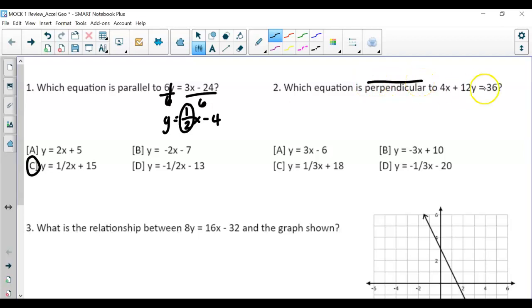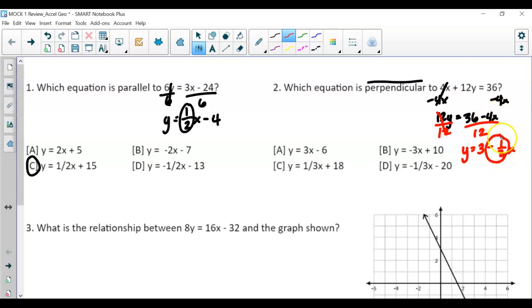Now in number 2, we're looking for perpendicular. Now notice here, we are going to have to get y by itself again. So subtract 4x from both sides. And now you have 12y is equal to 36 minus 4x. So now to get y by itself, because it's still being multiplied by 12, divide by 12. So now we have y is equal to 3, then minus 1/3 x, negative 4 over 12.